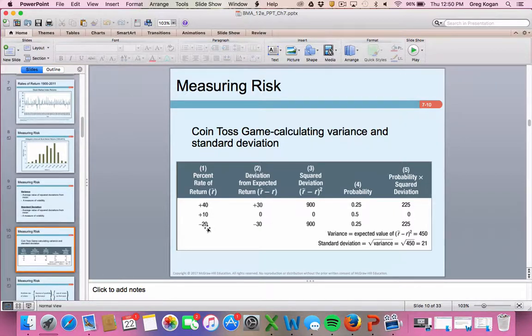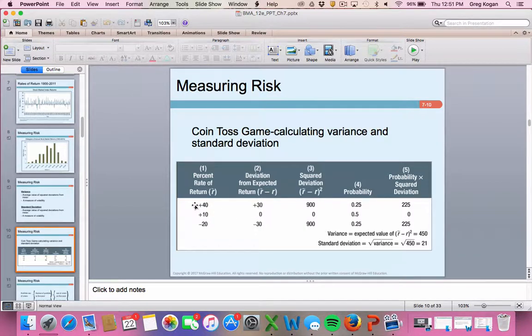Basically you could see that the expected return on average would be 10, because these are all congruent. This is plus 30 from 10, and this is minus 30 from 10. So that's the expected return ultimately, right? So how much is this varying from the expected return? Zero, because expected return is 10. So 10 minus 10 is zero.